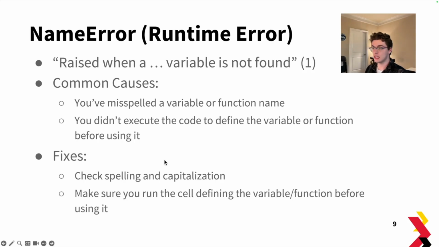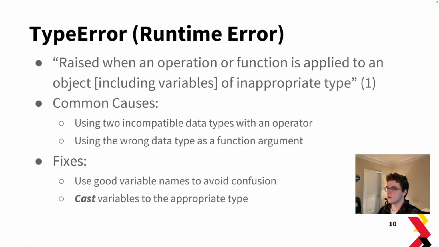Excellent. So we've gone over the name error. It's raised when a variable is not found, and it's a type of runtime error. All right, we're going to go over another type of runtime error here, the type error. A type error is raised when an operation or function is applied to an object, including variables of inappropriate types. That's directly from the Python documentation.